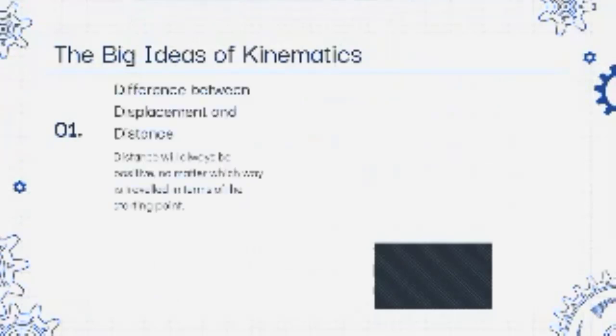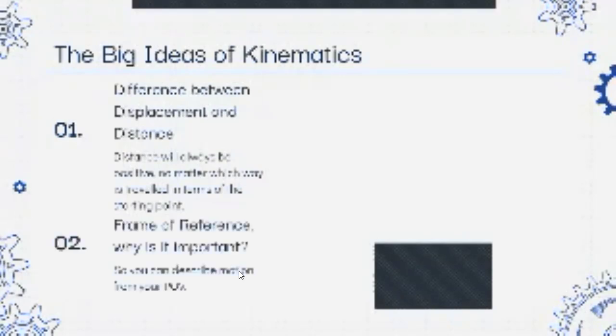So the big ideas of kinematics, there's four of them. The first one is the difference between displacement and distance. Distance will always be positive, no matter which way is traveled in terms of the starting point. So keep that in mind. If we drove from here to Philadelphia and back, our distance would be the total distance that we traveled, both up and back. We're not subtracting it. It's not displacement. It's distance. So distance is always going to be that positive number.